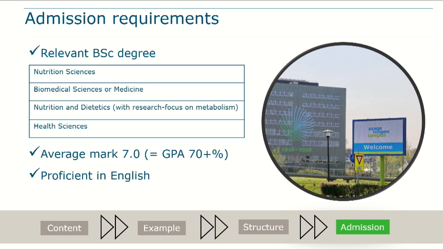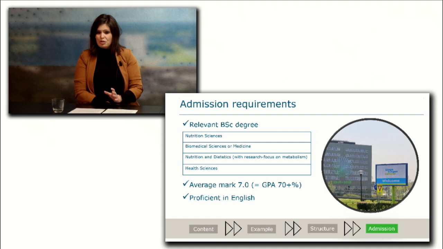And if you have another bachelor degree and you're not sure if it's really related, I would say always just send us an email, send your transcript of records, and then we can check whether you're eligible for the master program. And also Anna did a bachelor degree that is not in this list, so you can always give it a try. You need an average mark of at least a 7, which is equivalent to a GPA of 70% or higher. And you also need to prove that you're proficient in English.